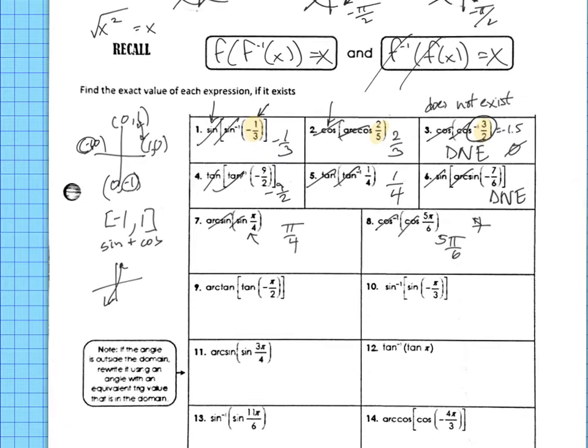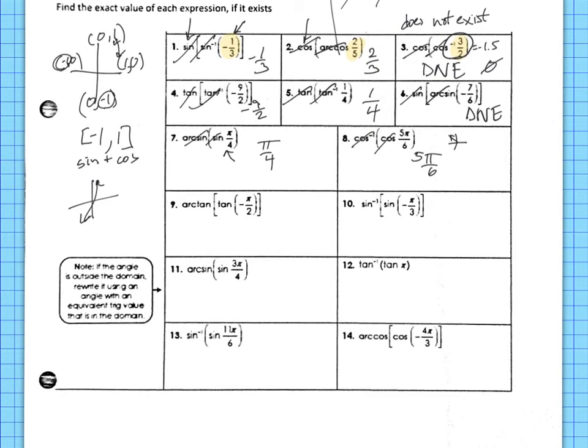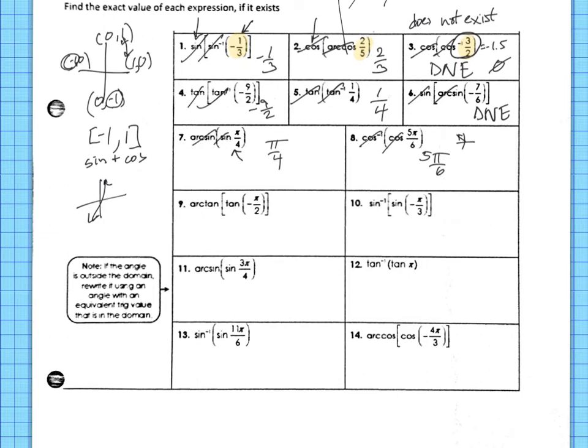-pi/2. Tangent. Tangent is not allowed to touch this line. Sine is. Sine can be on this line. But tangent, no, that's an asymptote. Since it's not allowed to touch that line, and it's trying to touch the line, we can't have that. So this does not exist. Yes, this cancels. That's not the issue. The issue is that angle is something we're not allowed to do for tangent. Sine is allowed. Negative pi over 3. Sine's allowed there, so we're good. So this is negative pi over 3.